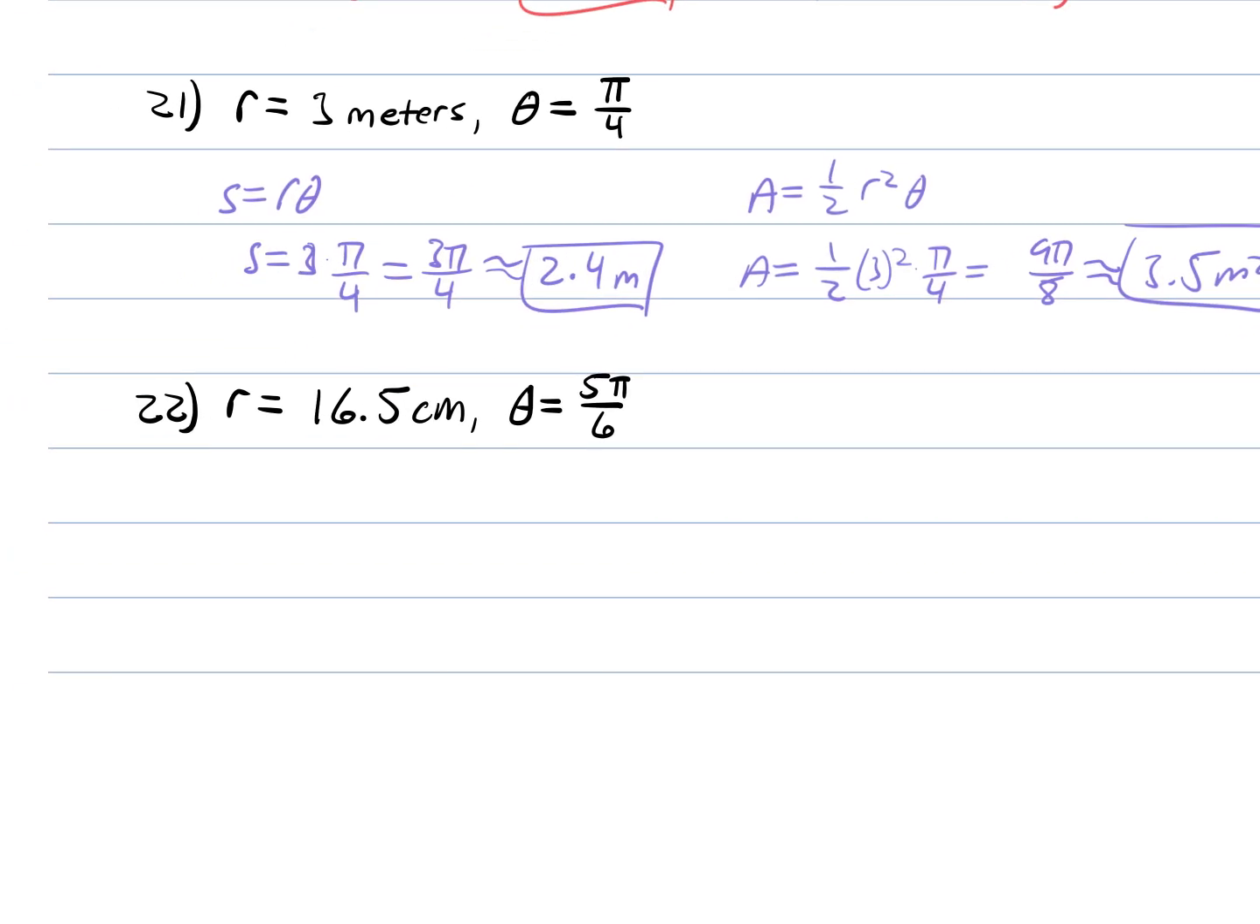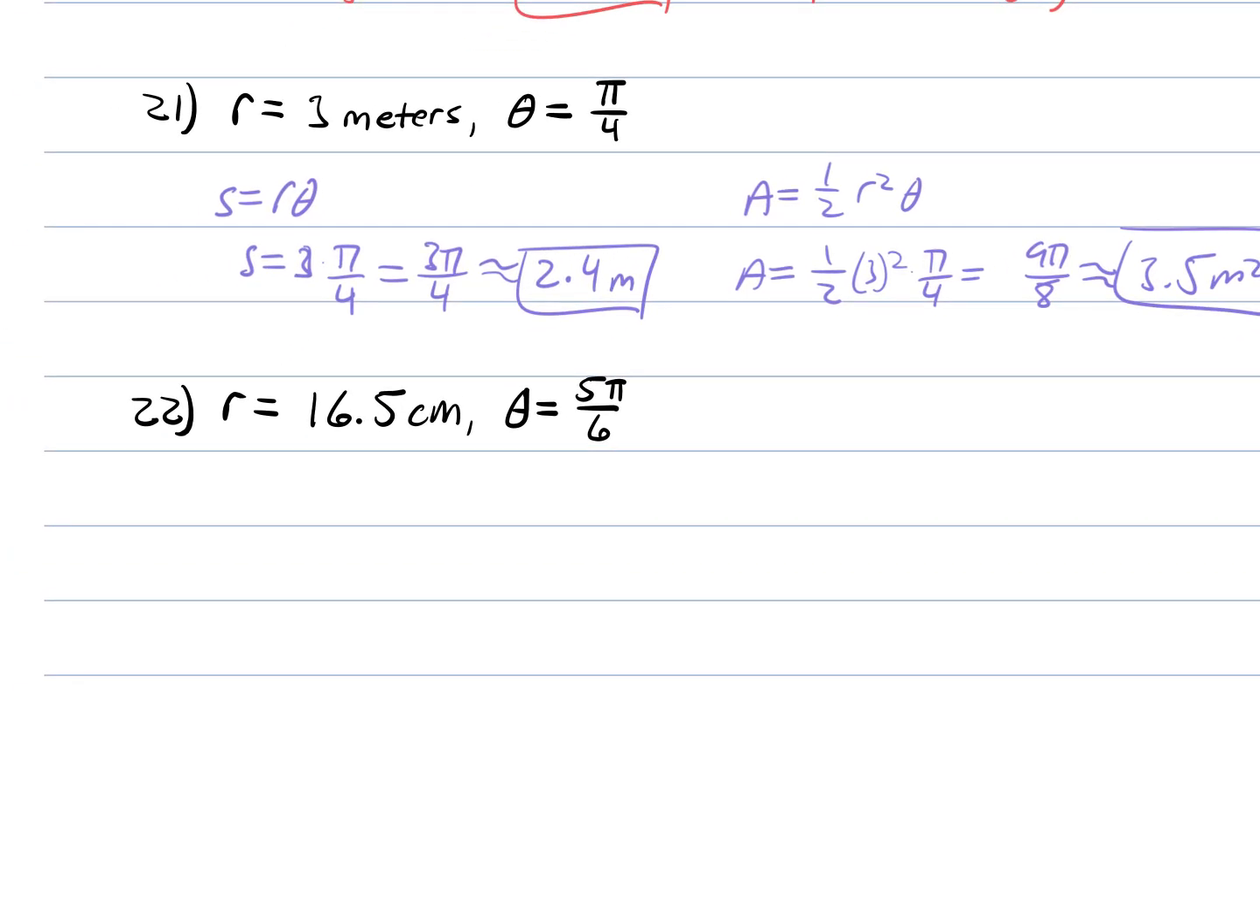And then this last one on this page, again, I have my angle in radians, so I can just plug it straight in. It's going to be S equals r theta, which is S equals 16.5 times 5 pi over 6. I don't want to go through the trouble of trying to simplify this decimal, so you can just plug it straight into your calculator. Let's see what that gets you. I got about 43.2 centimeters.